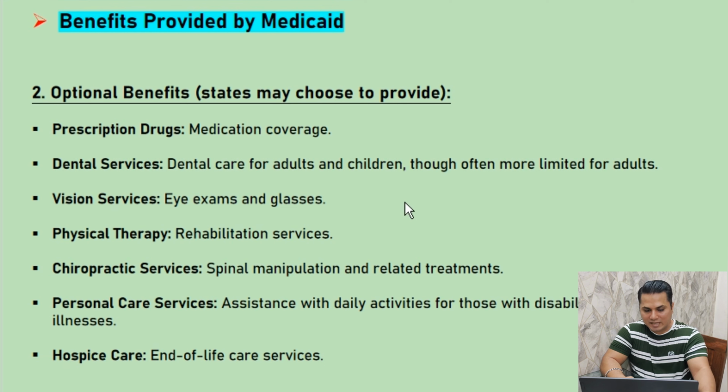Benefits provided by Medicaid. Number two, optional benefits states may choose to provide. Prescription drugs: medication coverage. Dental services: dental care for adults and children, though often more limited for adults. Vision services: eye exams and glasses. Physical therapy: rehabilitation services. Chiropractic services: spinal manipulation and related treatment. Personal care services: assistance with daily activities for those with disabilities or chronic illness. Hospice care: end of life care services.